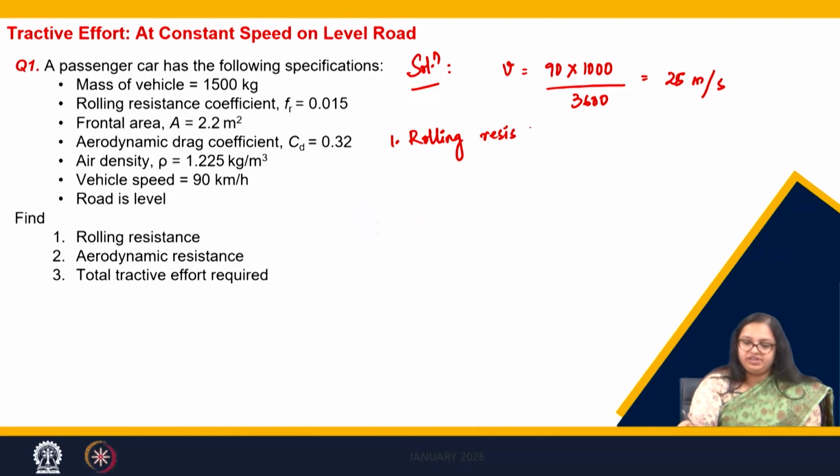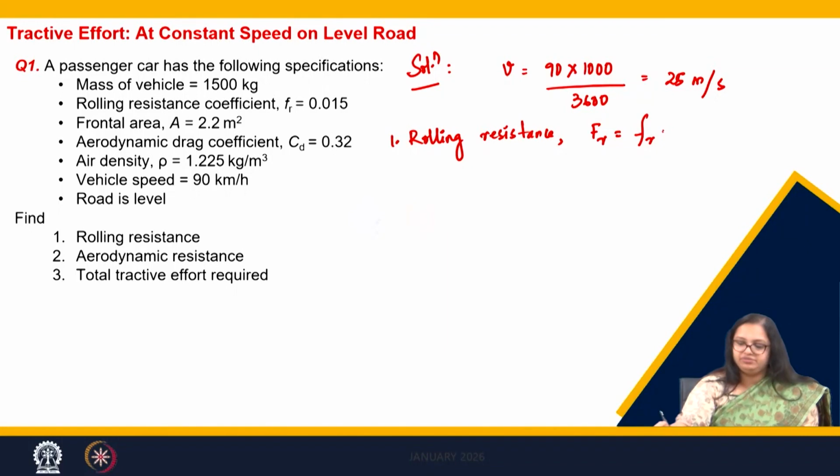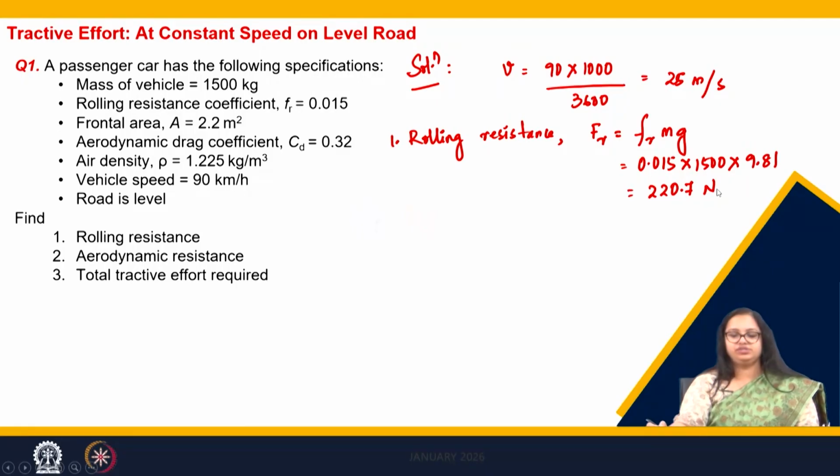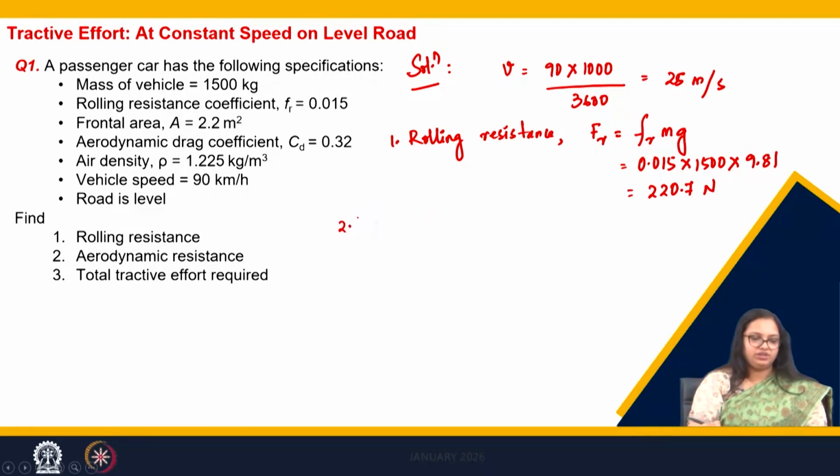So, how do we find the rolling resistance? It is given by Fr, which is the rolling resistance coefficient multiplied with mass and with acceleration due to gravity. Here it is 0.015 multiplied with 1500 and multiplied with 9.81, which gives us the value of Fr as 220.7 Newton.